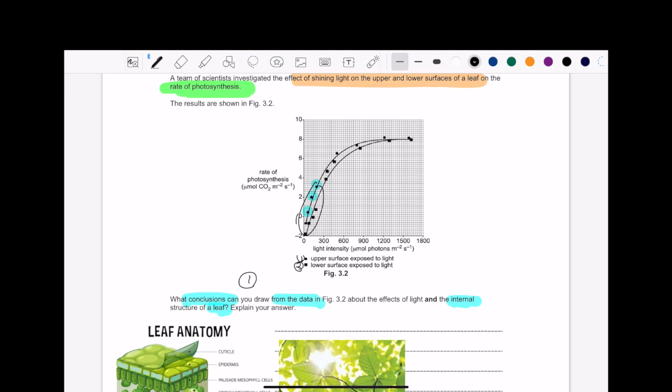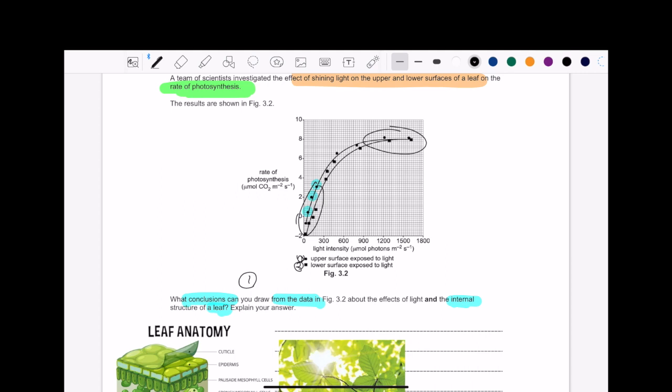Another thing you can talk about is how there is no difference in the rate at higher light intensities. So there is no difference comparing graph 1 and 2. As I said, they both plateau at the same point. We've already got 2 marks. And I literally just stated the obvious from the graph, okay? I haven't even gone into the explanation yet.